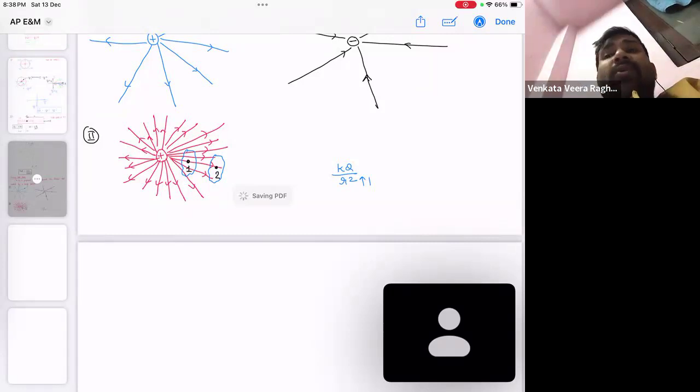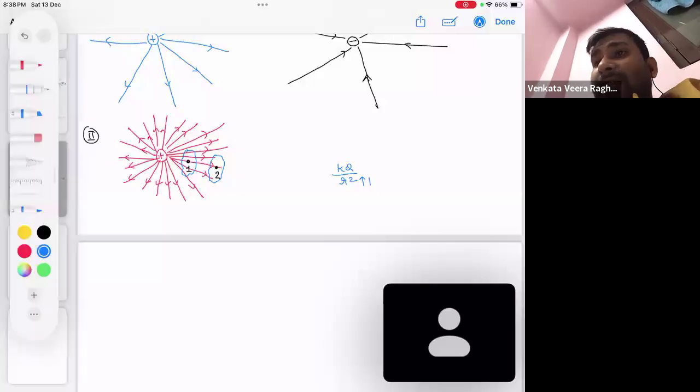Now, to understand how much stronger and how much less, I need the exact value of charge and the exact distance from the charge particle. Then I can tell you exactly, like at point 1 it is 10 Newton per coulomb, at point 2 it is 8 Newton per coulomb. But I don't want to know the exact difference. I just want to know which is stronger and which is less.